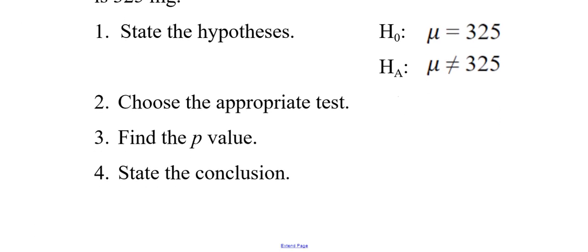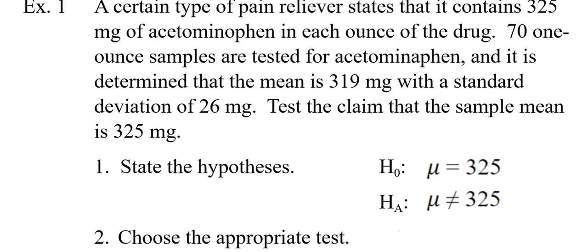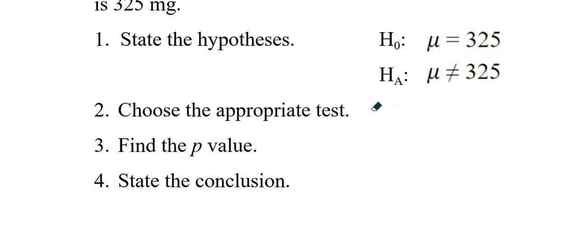Okay. Step 2, choose the appropriate test. Well, since we have an average equal to a number, it's either a Z test or a T test. And since, I'll scroll back up here, we had 70 samples, we're going to use a Z test because we have more than 30 samples.